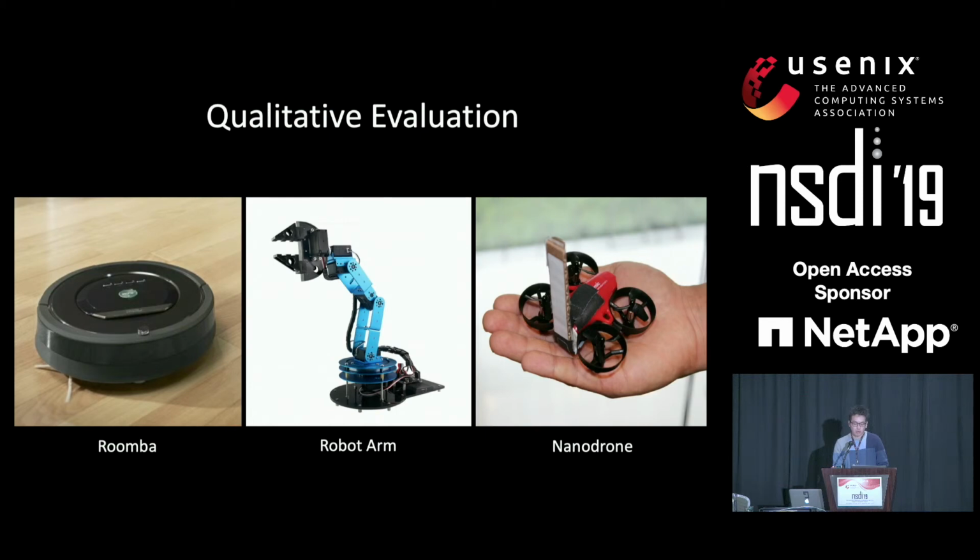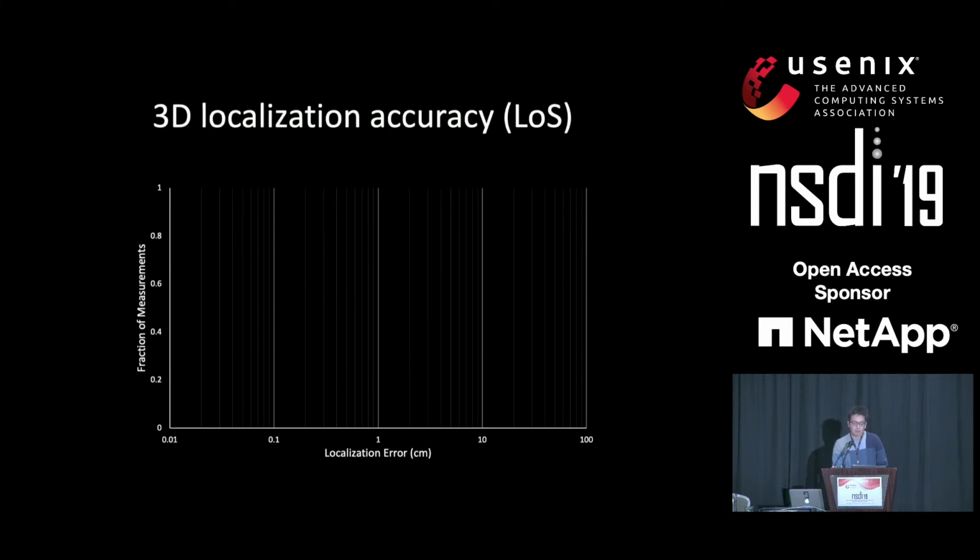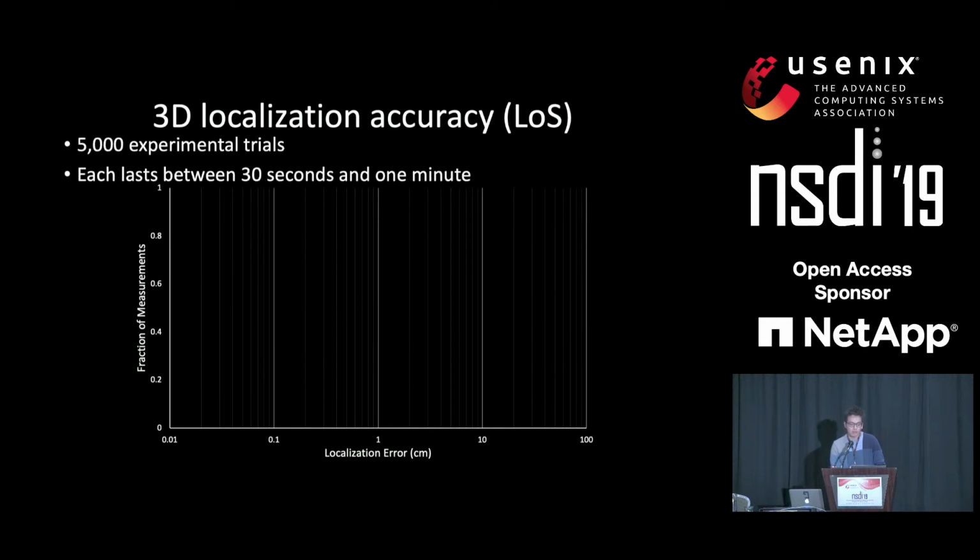Next, let me show you some of our results. Here, I'm going to show you the 3D localization accuracy we have in line-of-sight situations. On the x-axis, we have the localization error in centimeters. On the y-axis, we have the fraction of measurements. We conducted 5,000 experimental trials. Each of them lasts between 30 seconds and 1 minute.